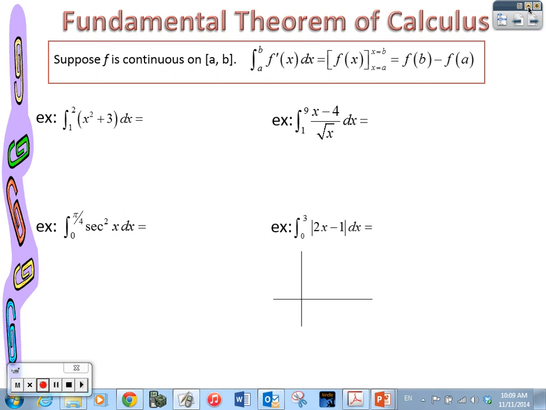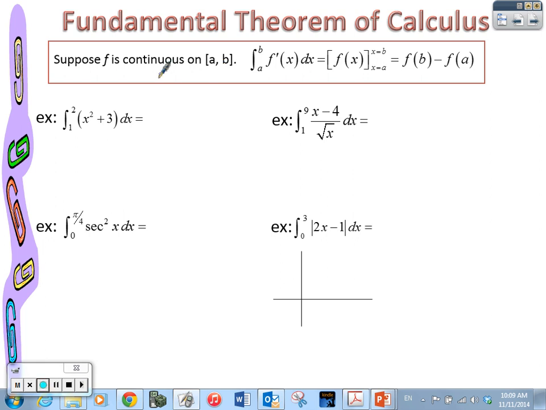So part 1 has to do with definite integration, and we've been talking about definite integration. We've done it with geometric figures. Today we're going to learn how to do definite integration with the fundamental theorem of calculus. So let's go through the theorem and look at what it says.